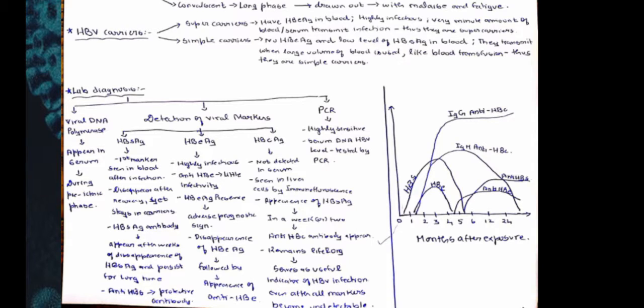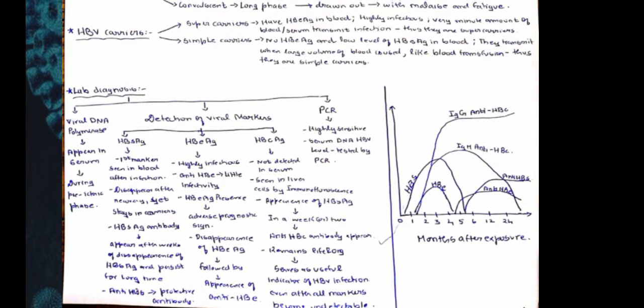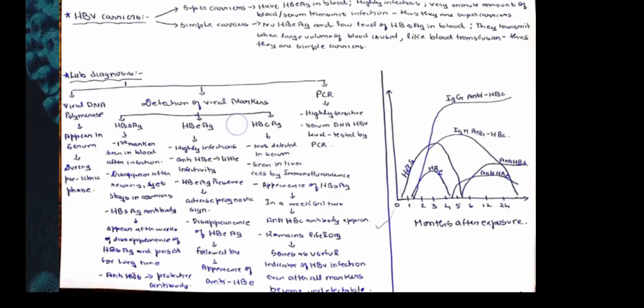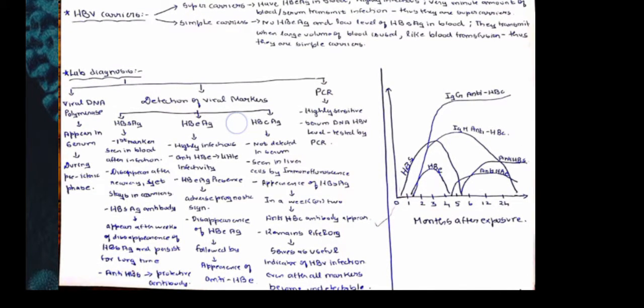HBeAg presents as an adverse prognostic sign, and the disappearance of HBeAg is followed by the appearance of anti-HBe. Coming to the last one, HBcAg, it is not detected in the serum and is seen in the liver cells by immunofluorescence. After the appearance of HBsAg, in a week or 2, anti-HBc antibody appears and it remains lifelong. That is, it serves as a useful indicator of HBV infection even when all the other markers become undetectable.